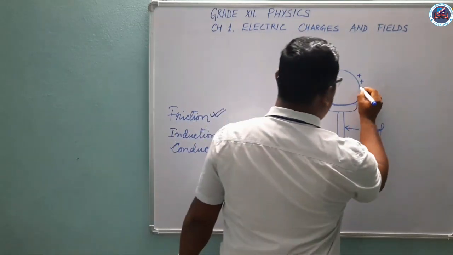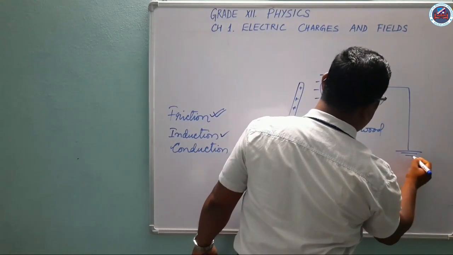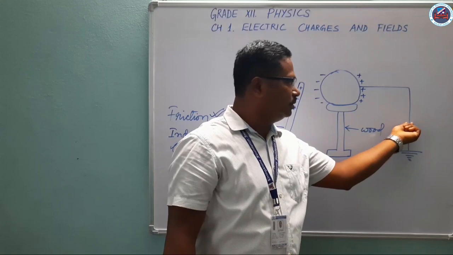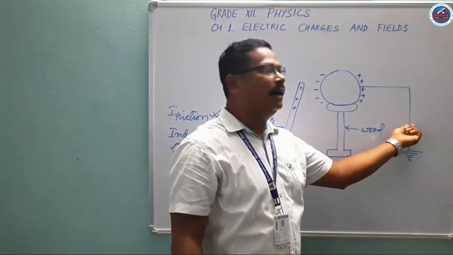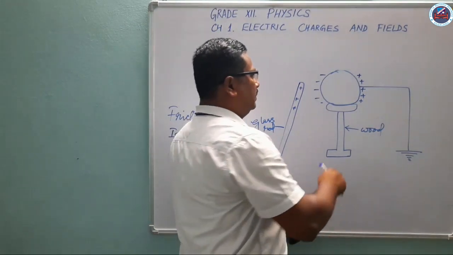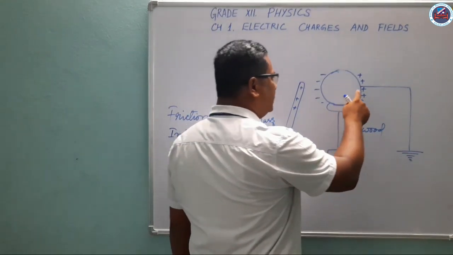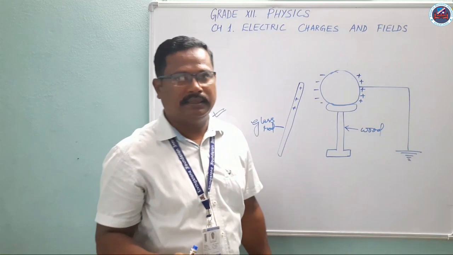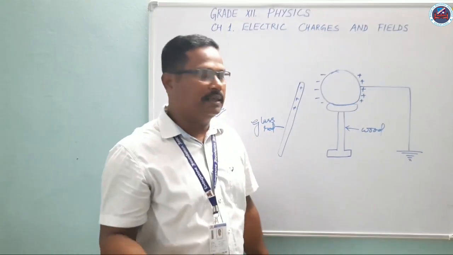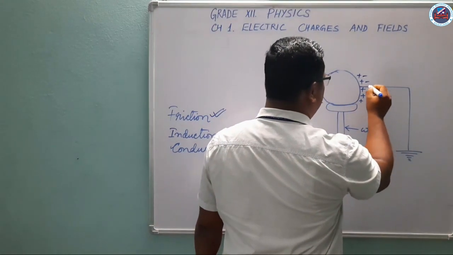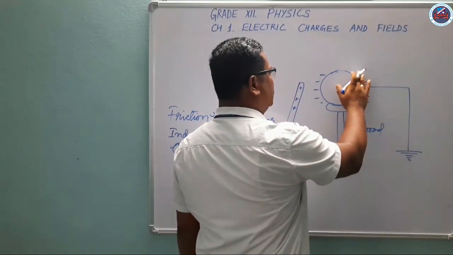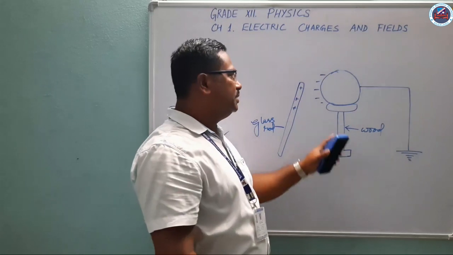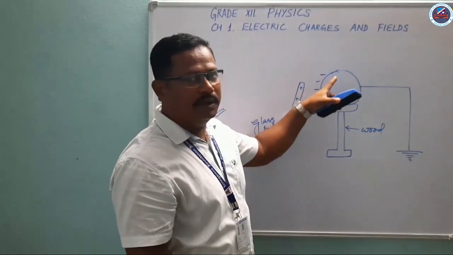uncharged body, if I connect it to an earthing, say you have connected one wire, and then you can also hold it, then your body also will act as an earthing. Then what happens? In olden days, people were thinking that these positive charges used to flow towards the earth, but nowadays we know that the positive charges do not flow towards the earth. Instead, the negative charges come from the earthing and neutralize it.